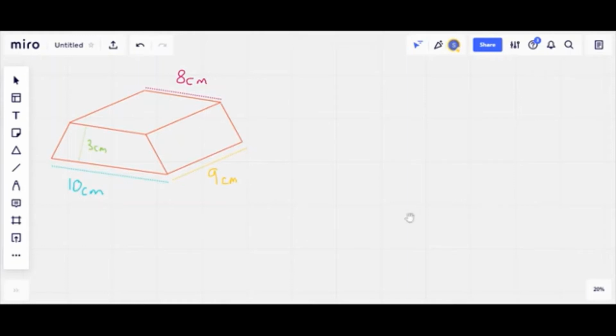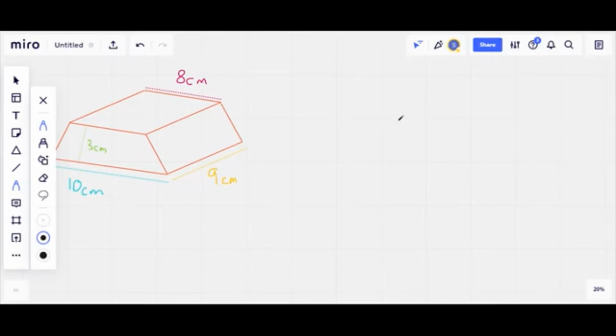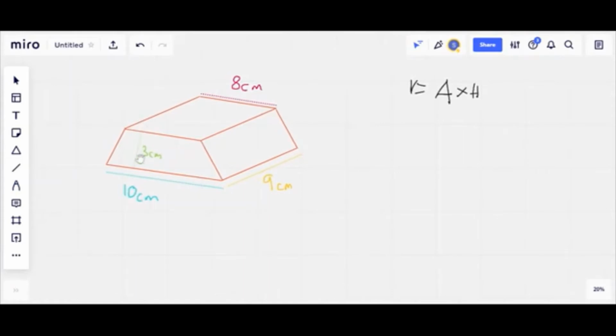So in this video, we're going to have a look at finding the volume of this more complex prism. If we look back, we'll remember that our formula for volume is V equals area times height. The most important part of this is finding the right area to use.